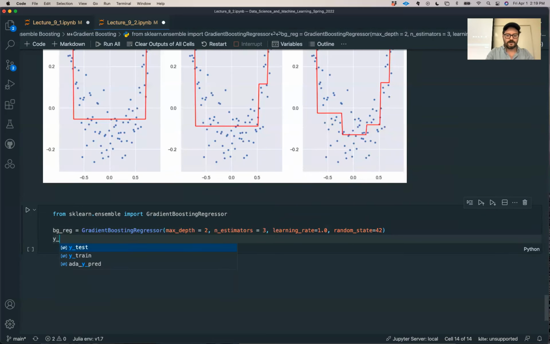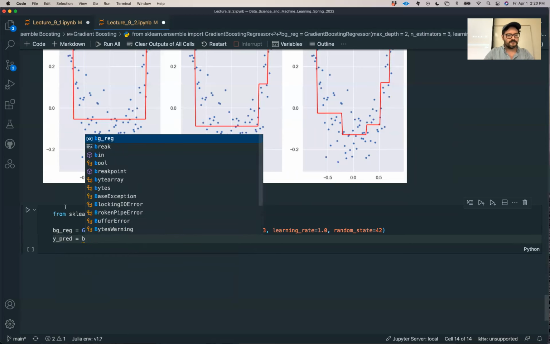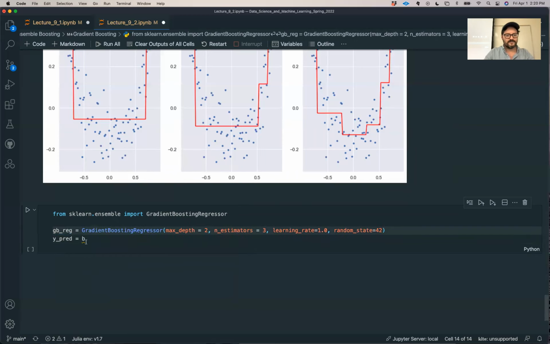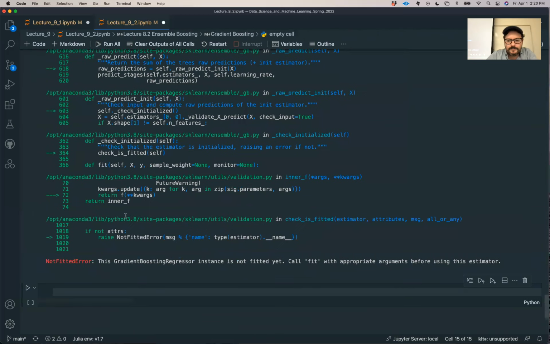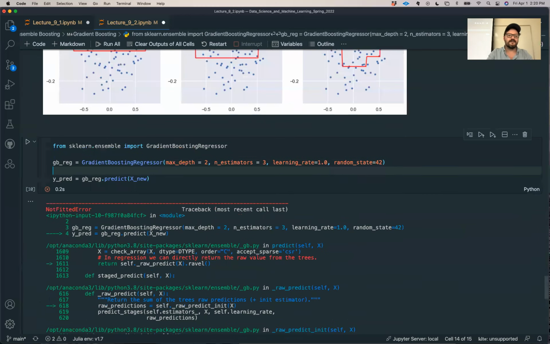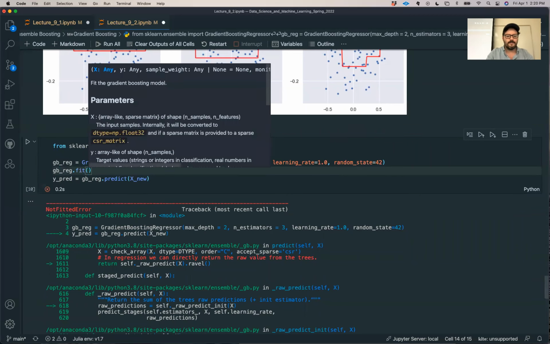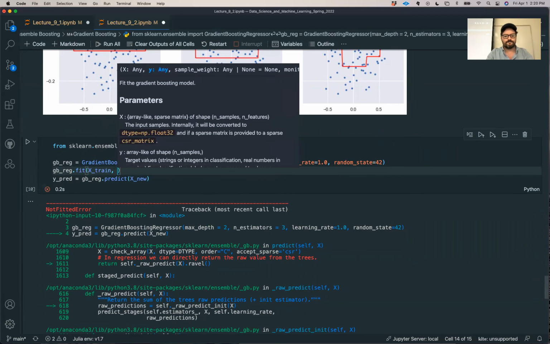And then y predict equals, how did I do it? It should be GB. GB regressor dot predict on X new. Oh, I didn't fit it. I got ahead of myself. GB reg dot fit X train, y train.